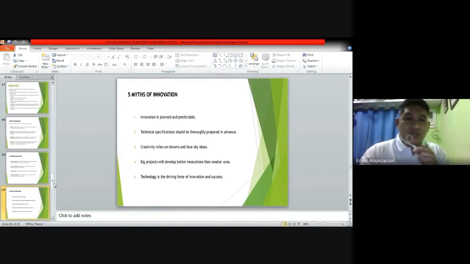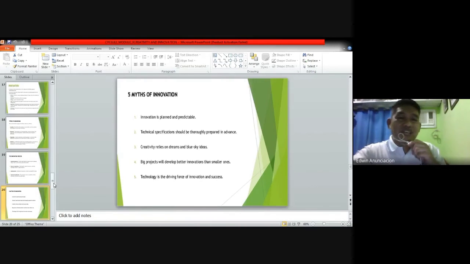And then next, we have this technical specification should be thoroughly prepared in advance. So, kailangan yung mga specifications niyan kasi involved yan sa cost. And then, creativity relies on the dreams.